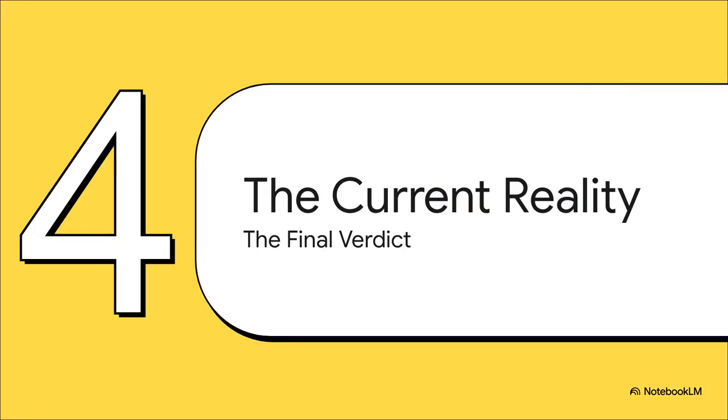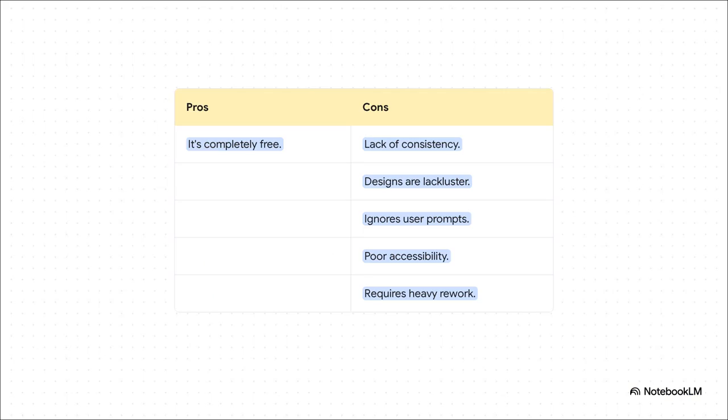All right, let's pull all of this together. We've looked at both modes. We've seen the good, the bad, and the ugly. So what's the final verdict on Google Stitch as it stands right now? And this table really says it all, doesn't it? In the pros column, we've got one thing. It's free. That's it. And the cons column? Well, the designs are inconsistent and uninspired, the AI flat out ignores you, it fails on basic accessibility, and it creates a mountain of extra work.